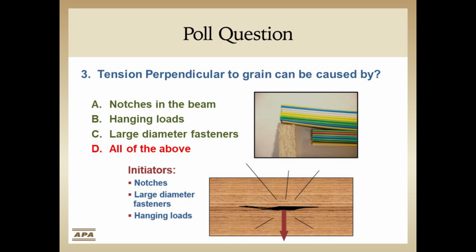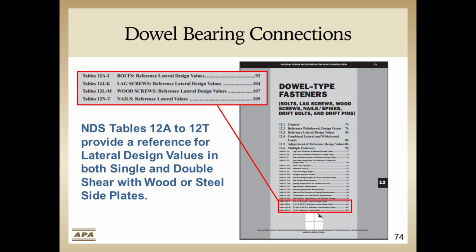So, returning to our dowel bearing connector calculation, that was a lot of work running through those formulas, calculating 6 equations to determine which yield mode governs the design of the connection. Fortunately, there are tools to make this a little easier for you, and they've already done a lot of work for you in NDS. So the first resource we'll look at is NDS itself. Tables 12A to 12D provide lateral design values for the different connectors in different applications, including single shear, double shear with wood, and steel side plates.